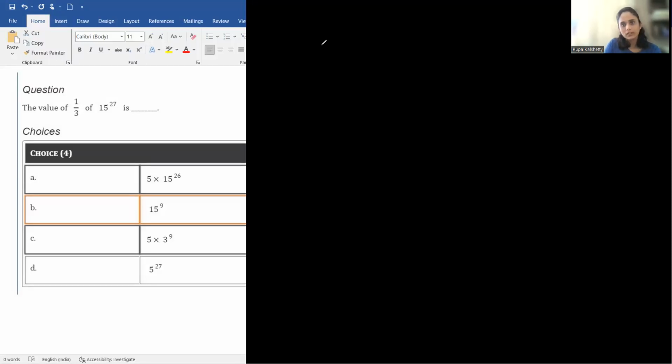The question is 1/3 of 15 to the power of 27. Which of these 4 options is equivalent to this? For that, we'll first solve this part and try to match it with one of these options. Let's get started. Let's solve only this part first.